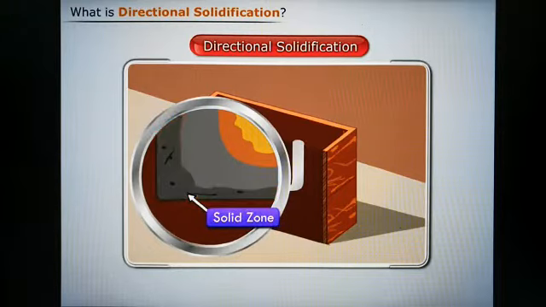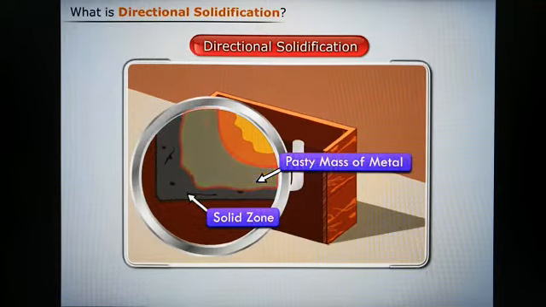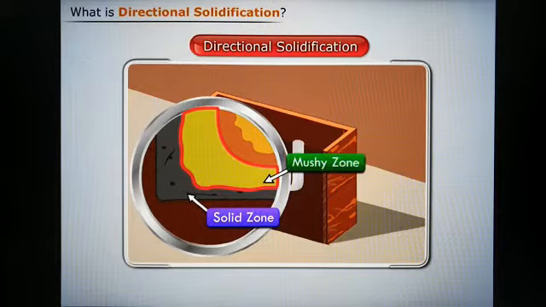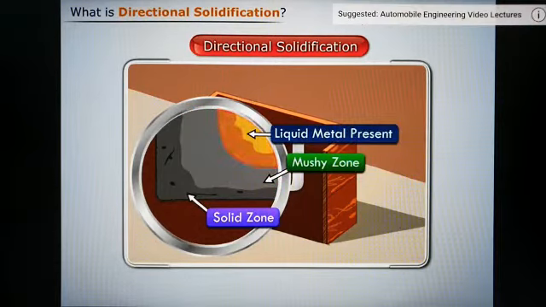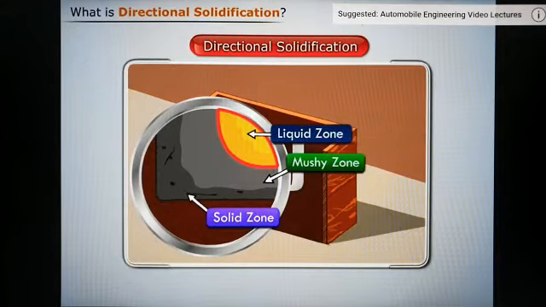Now, above this solid zone, we see that there exists a pasty mass of metal, which is half solid and half liquid in nature. The region where this pasty mass of metal exists is referred to as the mushy zone. Now, above this mushy zone, we see that the metal exists in liquid form. The region where this liquid metal exists is referred to as the liquid zone.